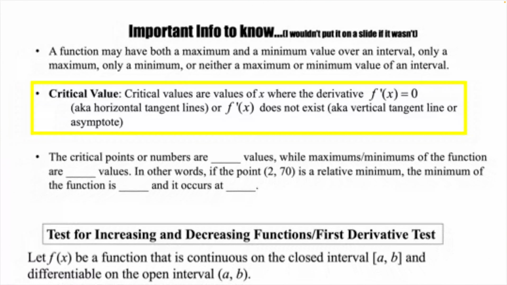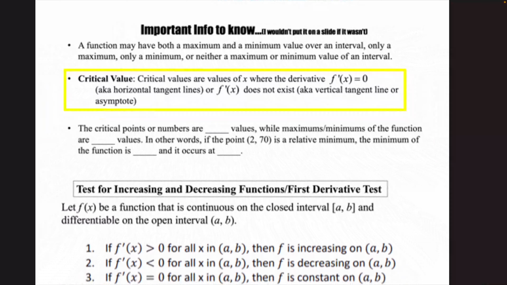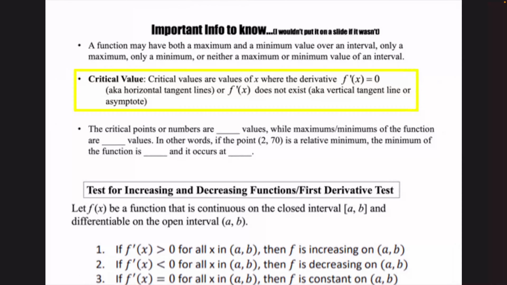Here we go. Here's some important info down at the bottom. If you didn't know it was important info, it says right at the top. A function may have both a maximum and a minimum over an interval. It could have only a maximum, only a minimum, or neither. So just because you have a maximum doesn't mean you have to have a minimum, or vice versa. It doesn't even have to have either. Okay, so just be sure of that. It's yellow on here, but not on your paper, I know.